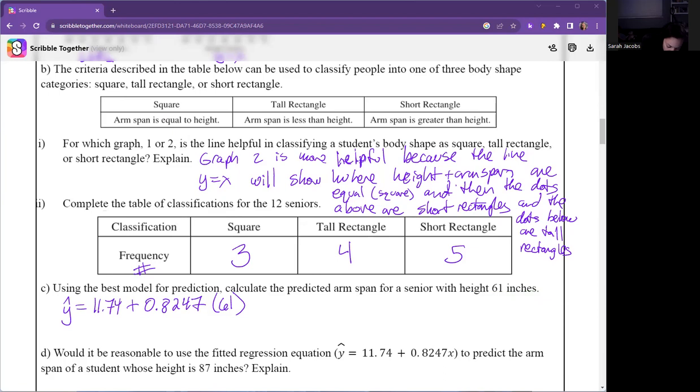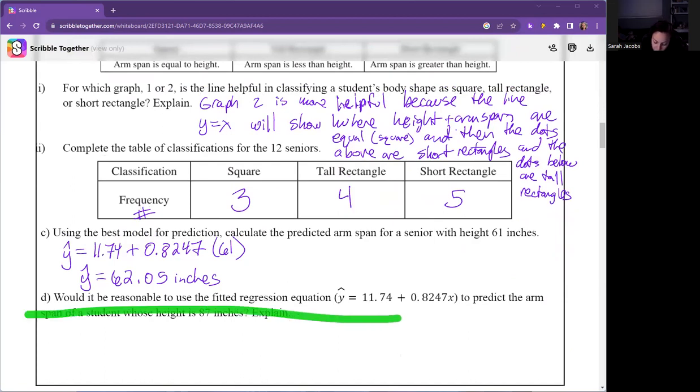11.74 plus 0.8247 times 61. And we get the predicted arm span is about 62.05 inches. Doesn't ask you to explain. Definitely show your work. Always set up what you're going to calculate in writing. But that's it.